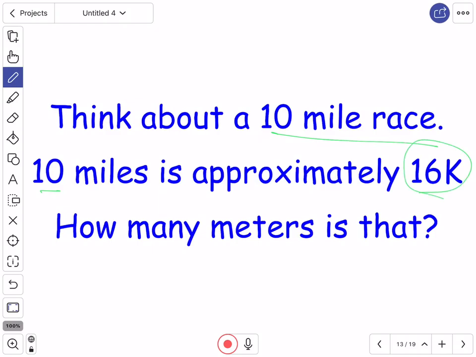Okay, so think about a 10-mile race. 10 miles is approximately 16 kilometers. So how many meters do you think that is?